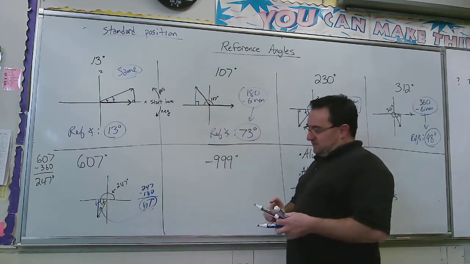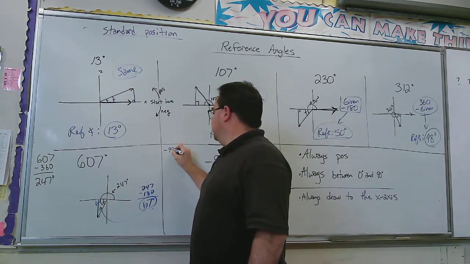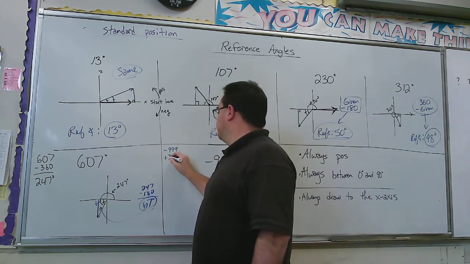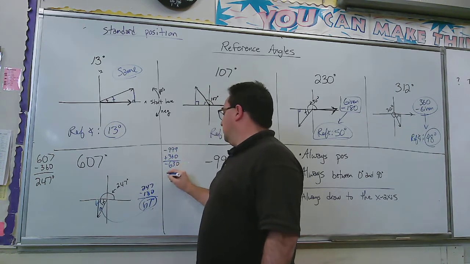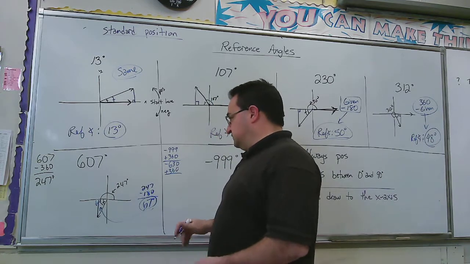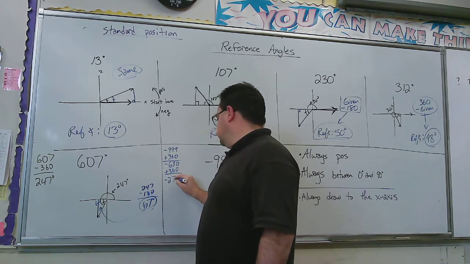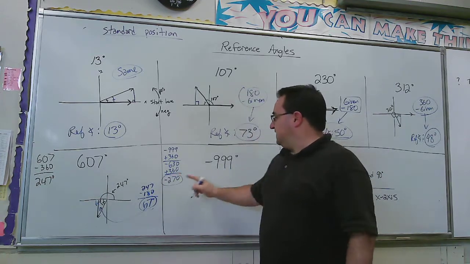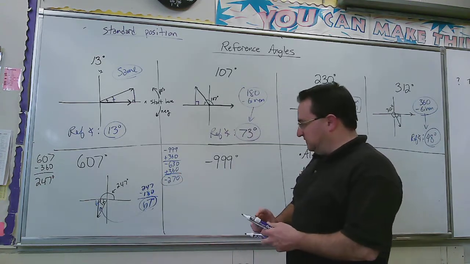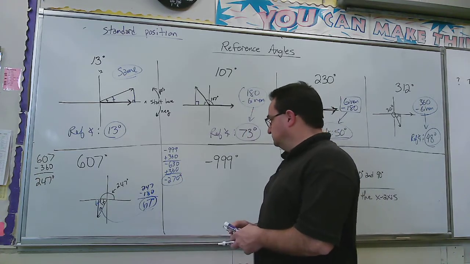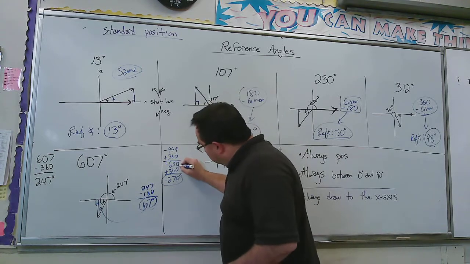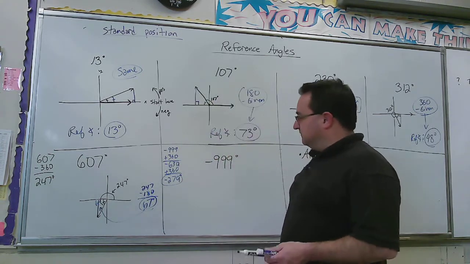All right, now this one's minus, so I'm going to have minus 999. I'm going to add 360, and then I'll go again. So I think we're looking at, what, 270? 630, yeah. So this is the same as minus 270 degrees. Let's draw that. Oh, that can't be right. I'm missing a 9. 279 degrees, my bad.